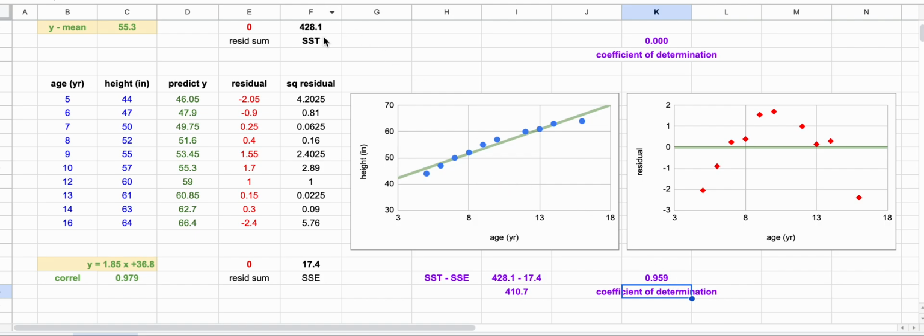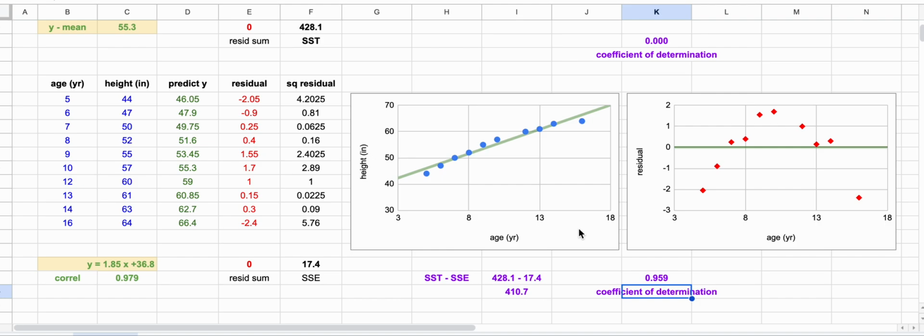Here's the variability that we're seeing in the y variable, the variability in the height. And this model has been able to account for or explain about 95.9% of that, which is a very, very good coefficient of determination. Now, it turns out if we took the correlation and squared it, we would also get the coefficient of determination. But this only works in the case where you're doing linear regression.